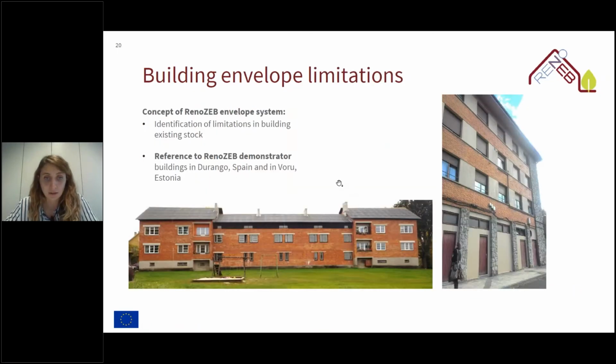Here you can see the two demonstrators of the renoZEB project, because the finalization of the renoZEB project is to apply the plug and play facade in a real existing building. Here you can see the building located in Boru, Estonia, and on the right you can see the Durango building based in Spain.